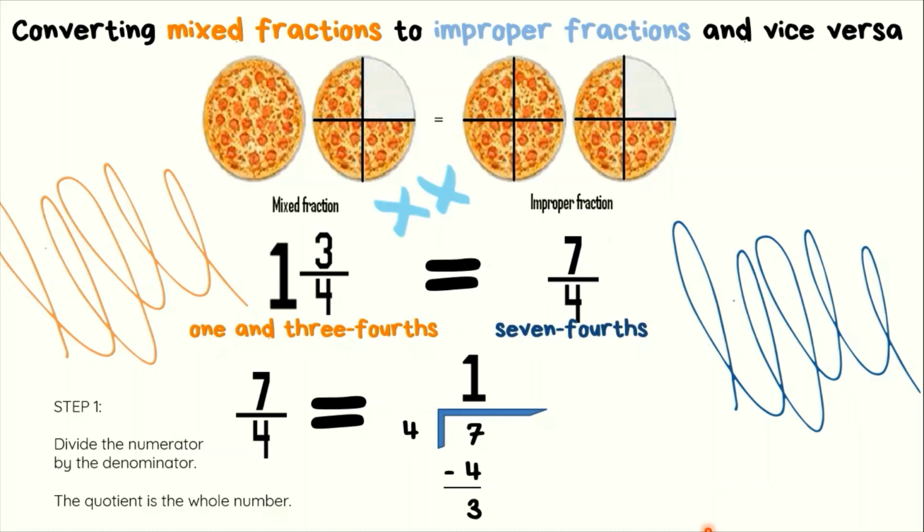3 is our remainder. Step 2. For its fraction part, use the remainder as the numerator and copy the denominator. Kung meron na tayong whole number, since sa 7, meron tayong 4, which is isa, pero may remainder tayong 3. Gamitin natin si remainder as numerator at si denominator naman na 4 ay kukopyahin lang natin.